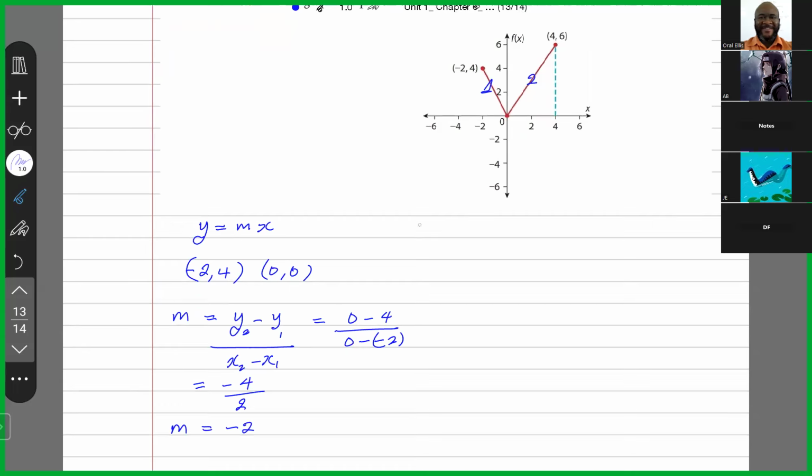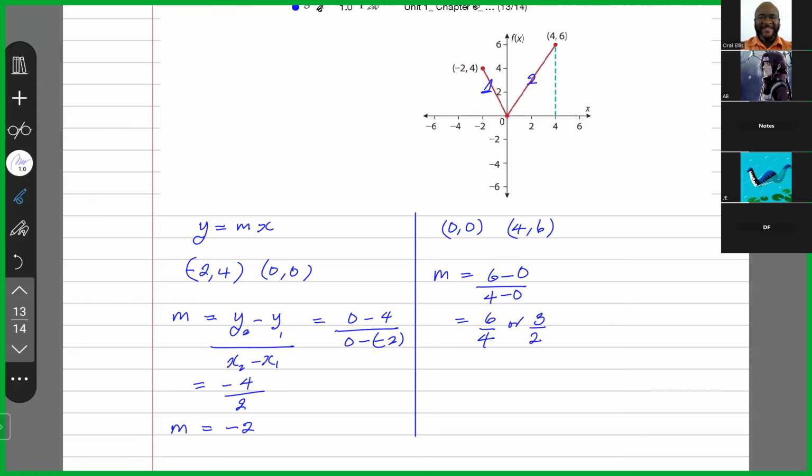That is important. Now for the second half of the graph, 2 points on the graph are 0, 0 and 4, 6. M, the gradient, I need the gradient. m is equal to 6 minus 0 over 4 minus 0. The gradient is 6 over 4 or 3 over 2.